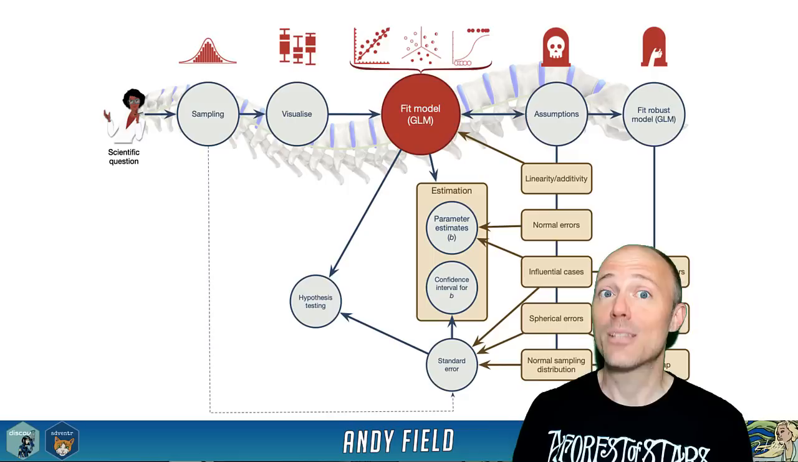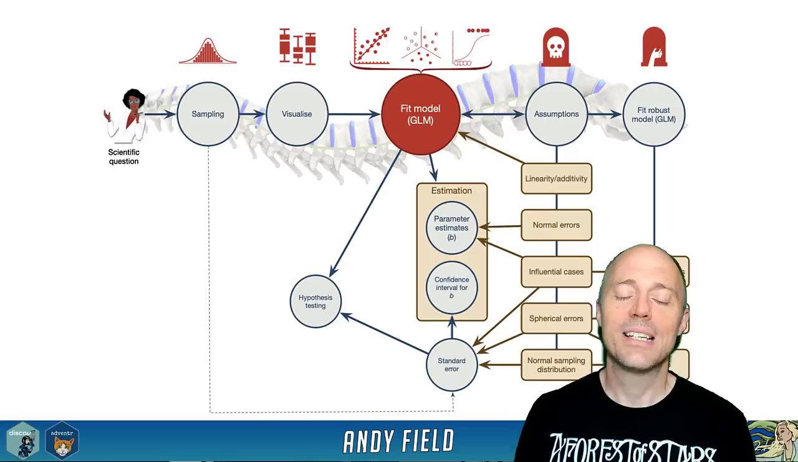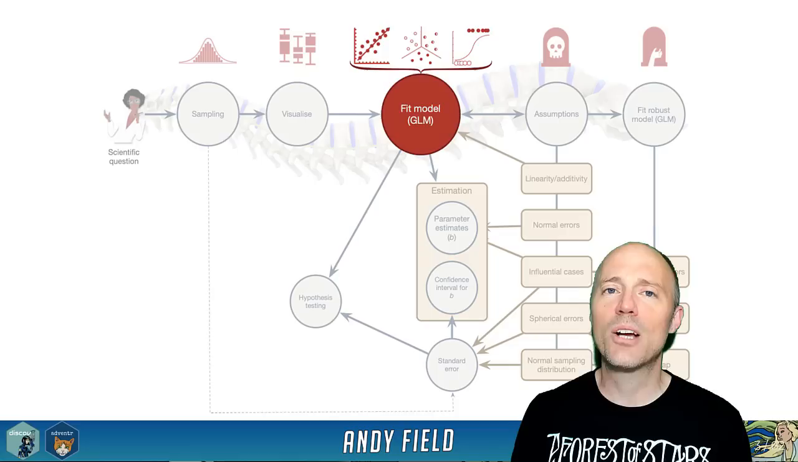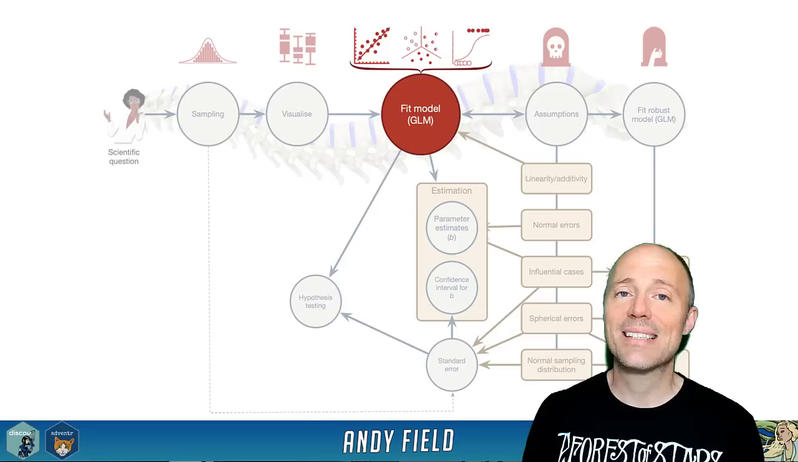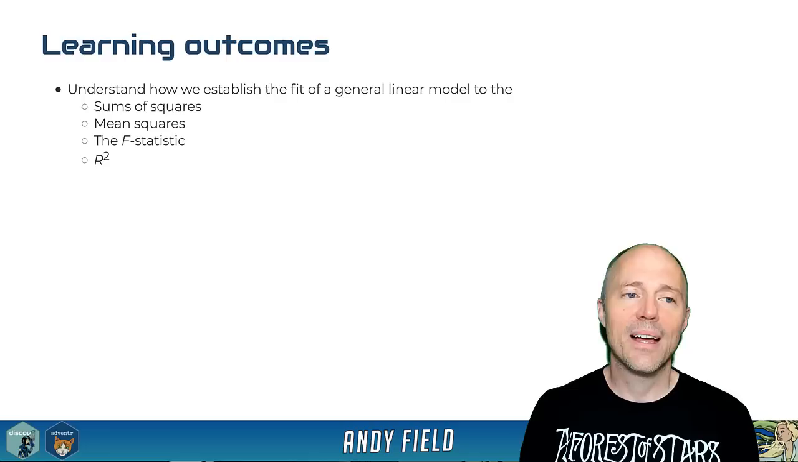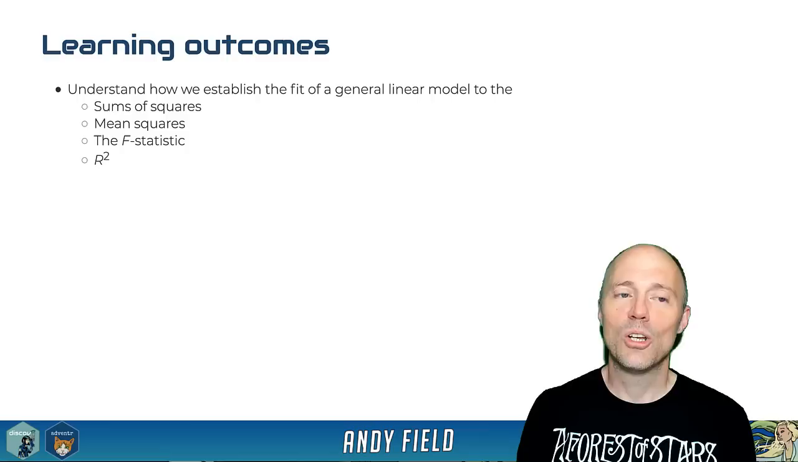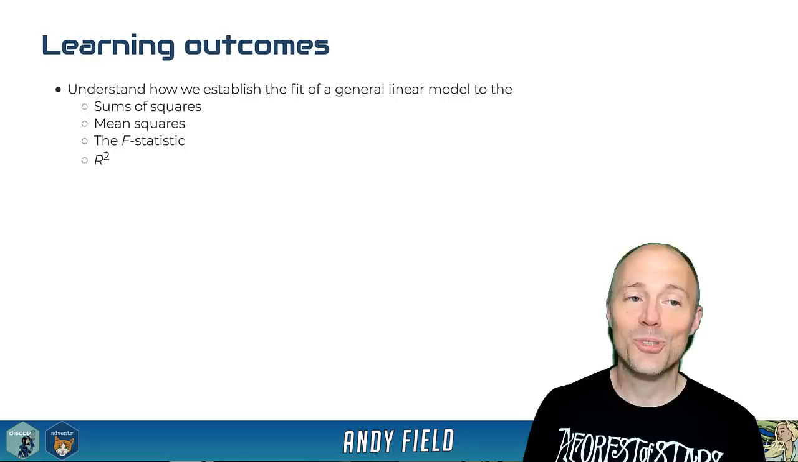So today we're going to continue with this middle part, but we're going to focus back on the model overall predominantly and have a look at how we assess how well it fits. By the end of today, we're going to have some understanding of how we establish the fit of a general linear model. So we're going to look at sums of squares, mean squares, the F-statistic and R-squared, an exciting list of statistics if ever I saw one.